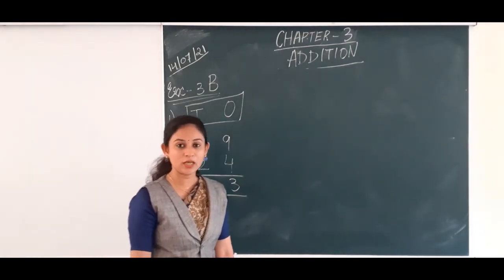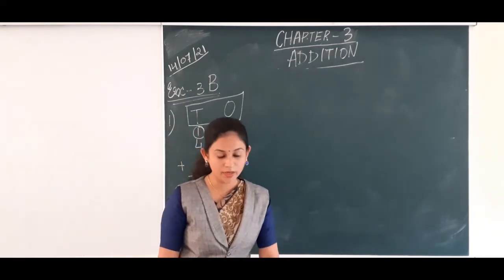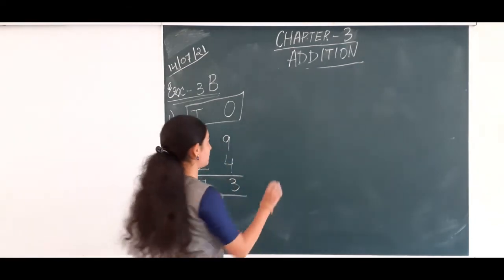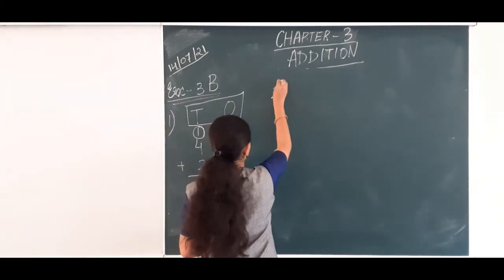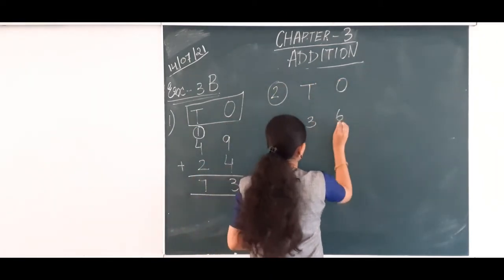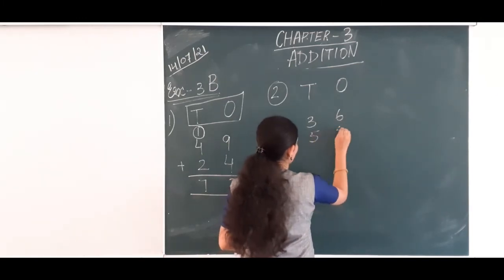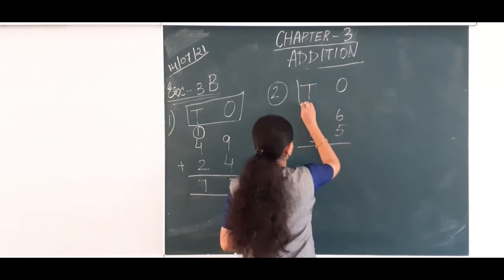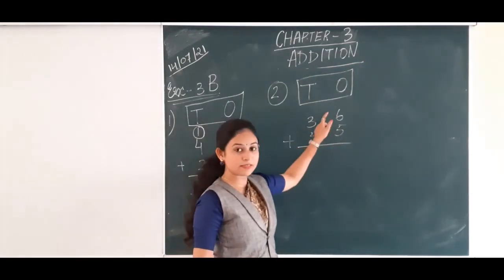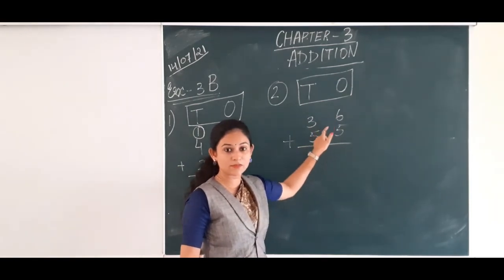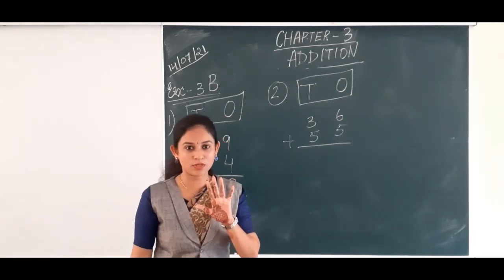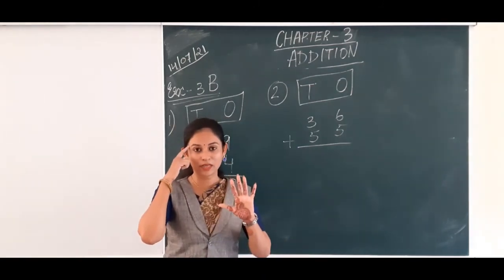Now we move to the second question. Question number 2 is 36 plus 55. First, 6 plus 5. 6 in our mind and 5 fingers out.